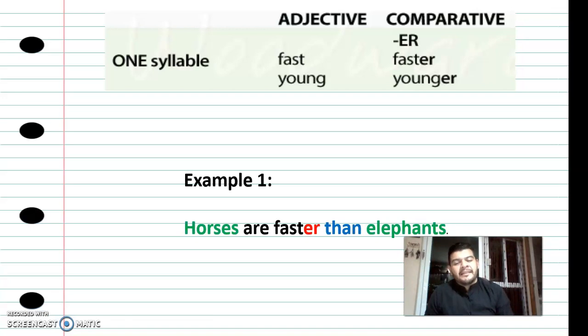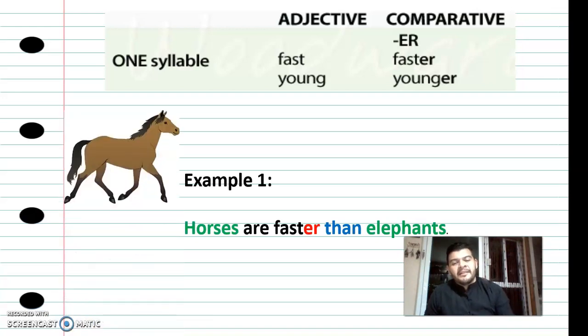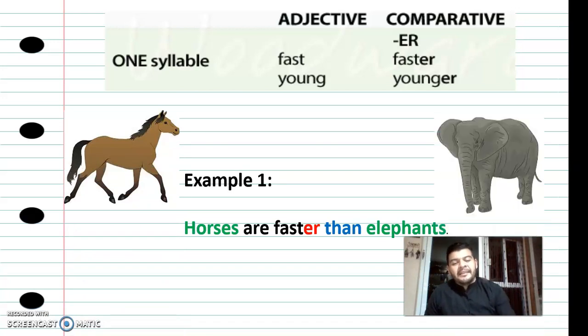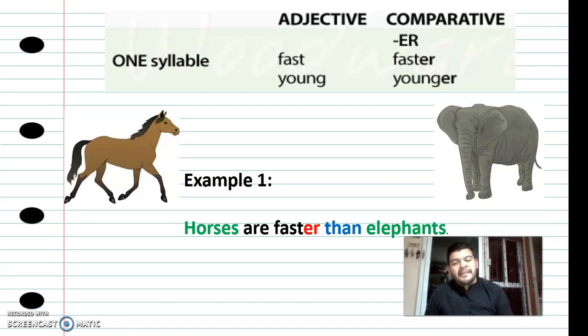Example 1 says, horses are faster than elephants. As you can see in that sentence, in one side we have the horses, and in another side we have the elephants. And the adjective that we are using is faster, all right? And we are going to use the word than to specify that we are making a comparison. So in this case, we say that horses are faster than elephants.